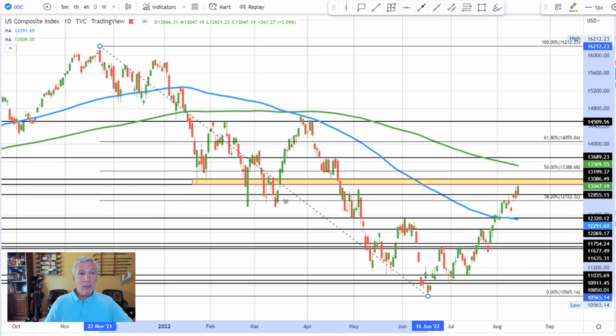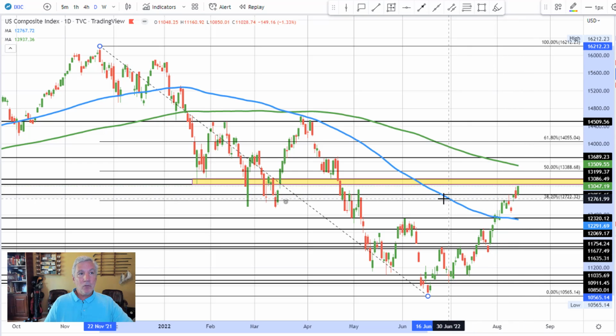This area between 13086 and 13199 is the next target to get to and through. We still need to get through the 50% retracement, 13338.68, for more bullish bias, and also the 200-day moving average of 13509.55. This swing area tops out at 13199. Let's call it 13200 to get above that level. So those are the targets on the upside for further momentum. The NASDAQ has been up 4 consecutive weeks.